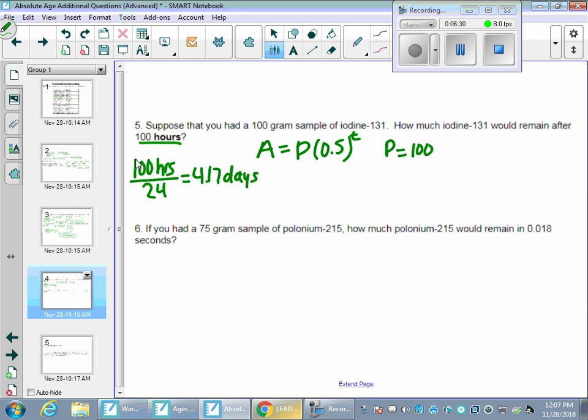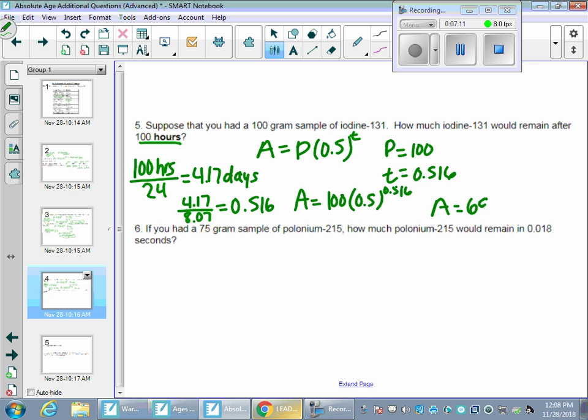Now I need to take my 4.17 and divide it by how long a half-life is, which, if you look at the chart, is 8.07 days. When I do, I get 0.516. So T this time is a decimal again, 0.516. I put this into my equation: A is equal to 100 times 0.5 to the 0.516 power. Remember, do your exponent first, then multiply by 100. You should get that A is 69.9 grams.